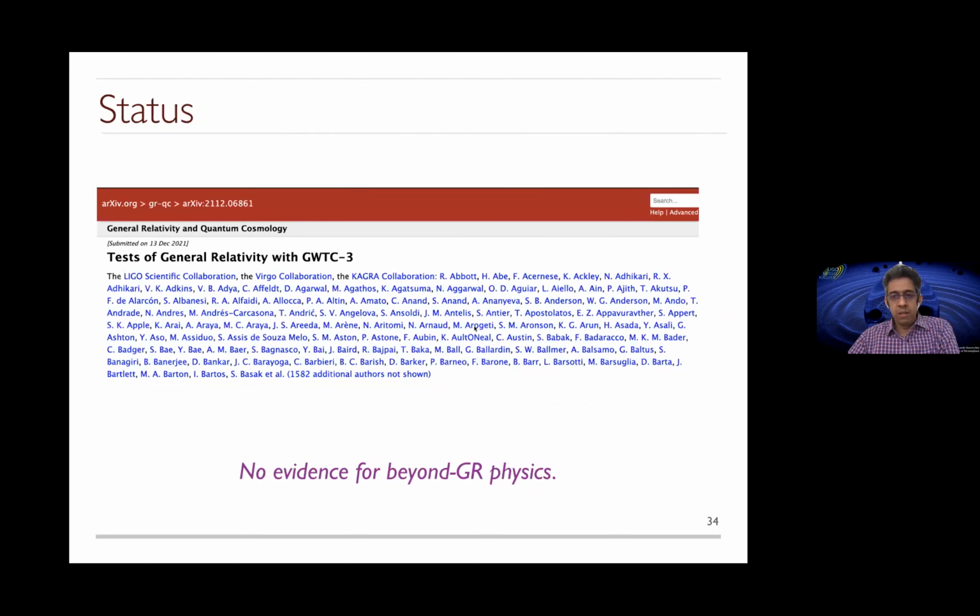to possible deviations. And there is some effort by Nathan Johnson-McDaniel, who compared the efficiency of various types of tests on a mock GR-violated signal.